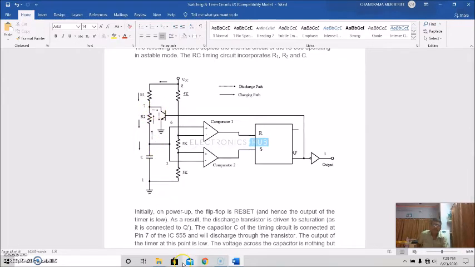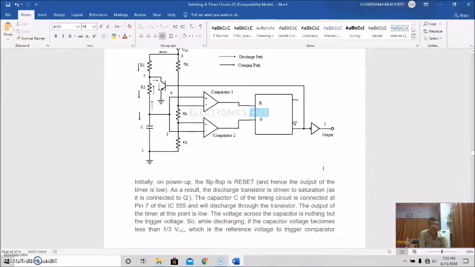Pin 7 will discharge through the transistor. So this is the discharge path. The output of the timer at this point is low, and the voltage across the capacitor is nothing but the trigger voltage.